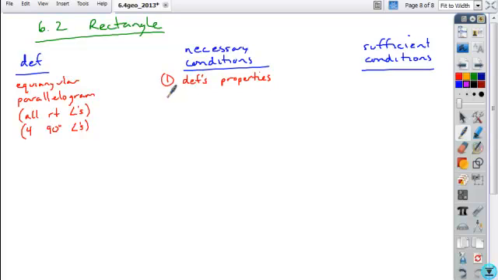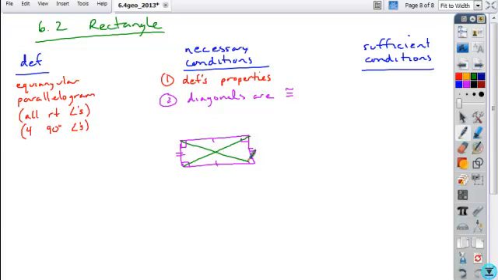In addition to those, we have one other property that is unique and necessary for a figure to be a rectangle, and that is that the diagonals, not only do they bisect each other, but the diagonals are actually congruent. They're the same length. So in a rectangle, we know that the angles are all right angles, opposite sides are equal, opposite angles are equal, the diagonals bisect one another. And not only do these diagonals bisect one another, but they're the same length. So when we cut those diagonals into pieces, all 4 of these portions of the diagonal are the same length. So that's added to the necessary conditions for a rectangle.